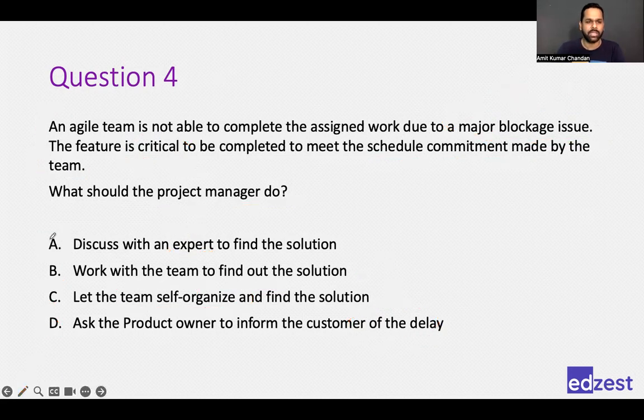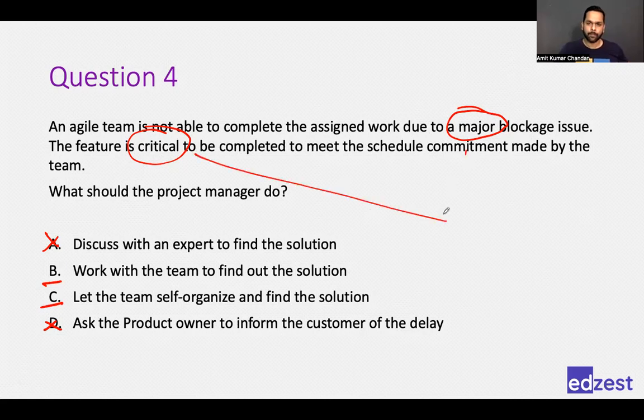Why did you eliminate C? Because it's a major blockage issue and the feature is critical to complete the scheduled commitment. This calls out for an intervention from the project manager, not necessarily him or her finding a solution themselves, but rather helping the team to find a solution. So I think B would be a better option than C.